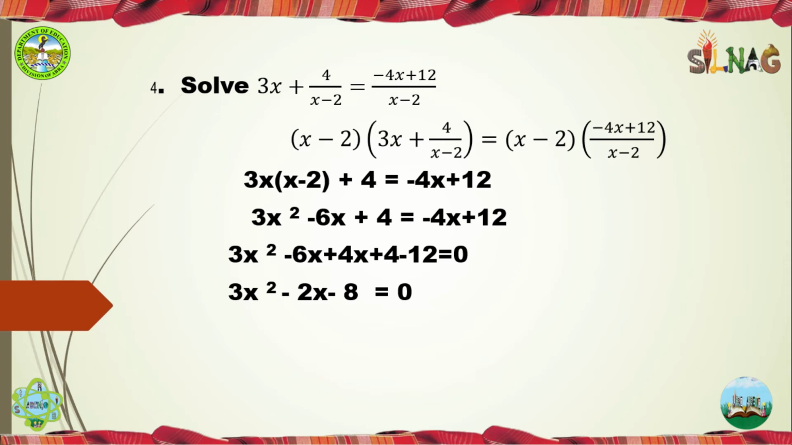Then next, we transpose negative 4x and positive 12 at the left side. So we have 3x squared minus 6x plus 4x plus 4 minus 12 is equal to 0. Then, combine similar terms, we copy 3x squared, then negative 6x plus 4x is negative 2x. Positive 4 minus 12 is negative 8 is equal to 0. So the given now is a quadratic equation and we can solve this by factoring.